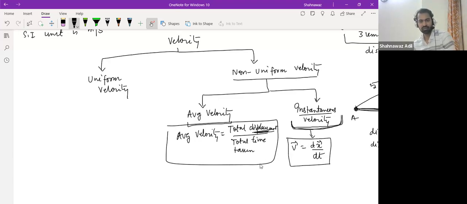Is that clear, guys? I will not write about the definitions because they are the same. Only in the place of distance, the displacement comes. This is the only difference. Whenever we are in one dimension, the speed and the velocity are the same, if the direction is not changing. If the direction changes, then the velocity and the speed would be different.